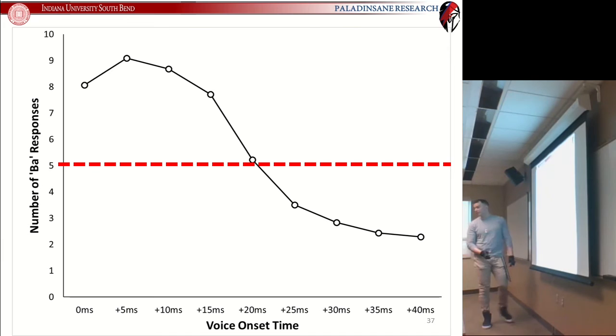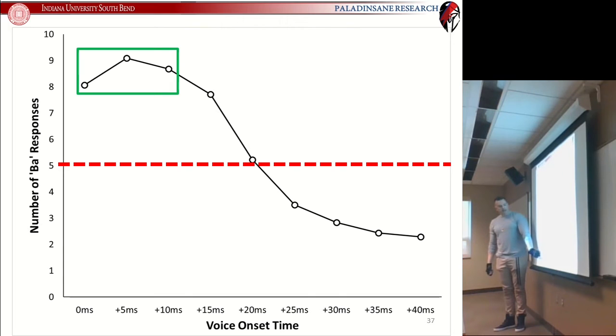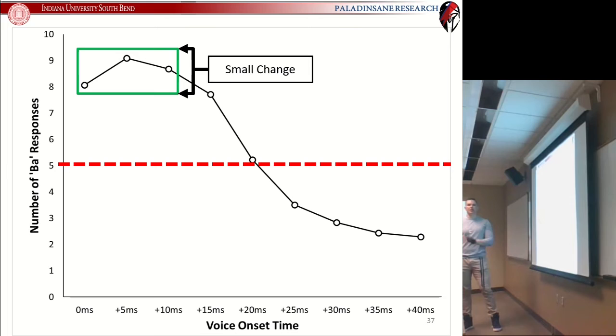That's definitely not what happened, though. The change between ba and pa happens very slowly, if at all, and then massively rapid. So this change here is more like jumping off a cliff than sliding down a ramp. Take a look at these first 3 points over here. From a voice onset time of 0 milliseconds, you have 8 out of 10 on average being said, that's a ba. Plus 5, 9 out of 10 on average. Plus 10, 8.5 out of 10 on average. Notice that going from 0 to 10, in 5 millisecond intervals, there's barely any change. So your perception of ba stayed the same across these 3 units of voice onset time. A very, very small change in your perception of this sound.